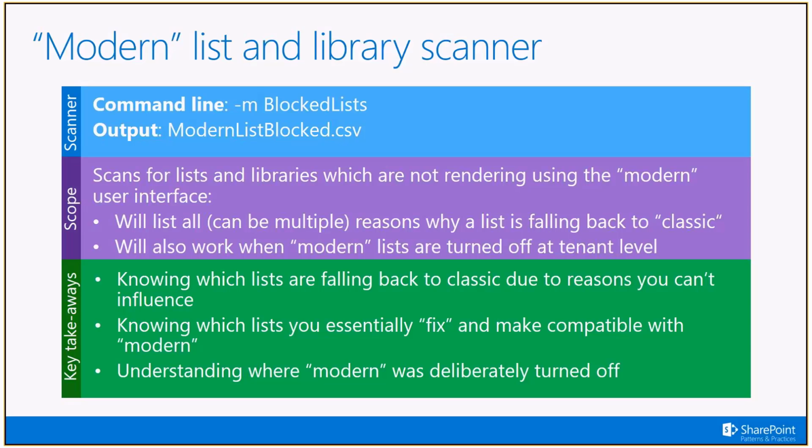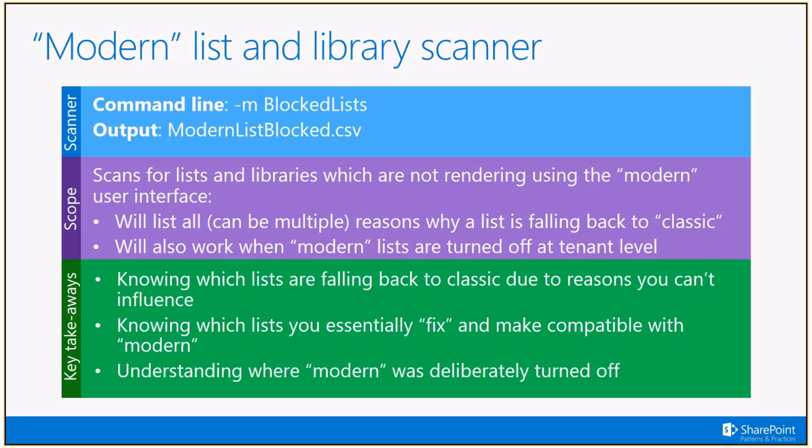Now, there's also a category of lists where you essentially can make them compatible because they are, for example, not rendering modern because there is some JS link. Okay, you could work on that and potentially remove JS link and make that list compatible again with modern. So you get the data as well.